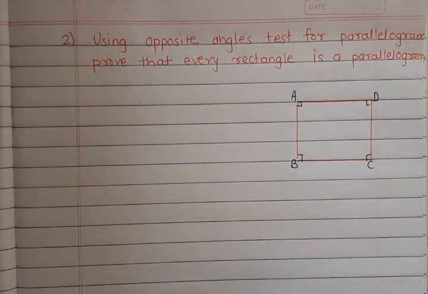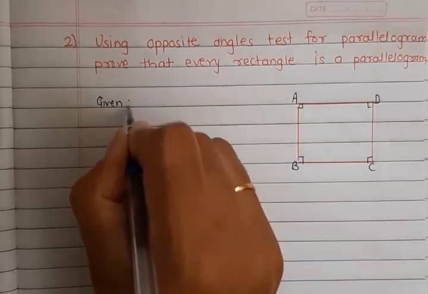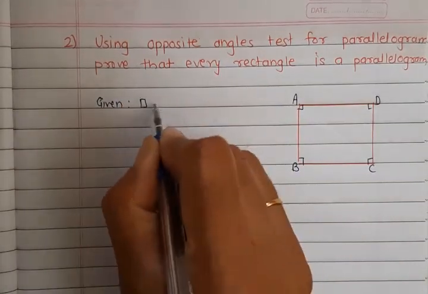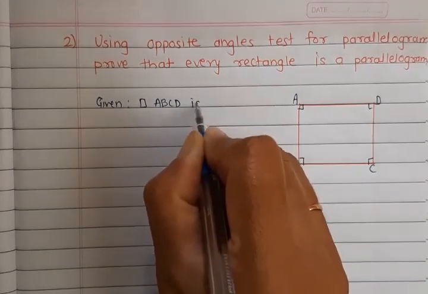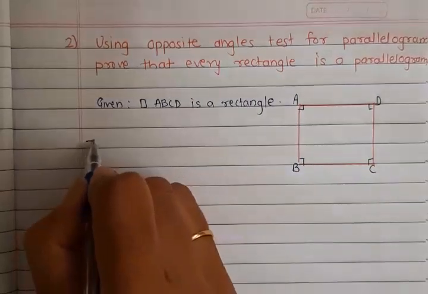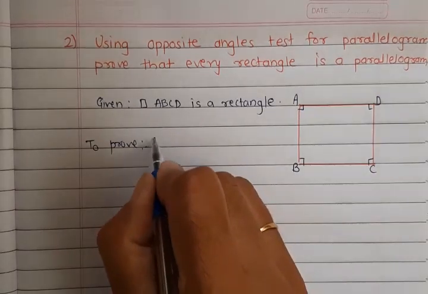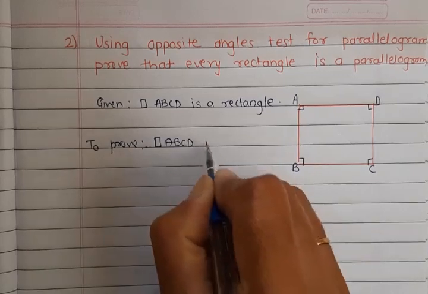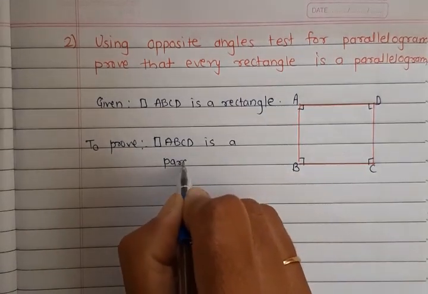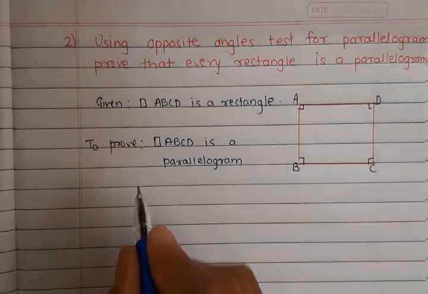Using the opposite angle test for parallelogram, prove that every rectangle is a parallelogram. Now here ABCD is a rectangle, given. Quadrilateral ABCD is a rectangle. To prove, what we have to prove here? Quadrilateral ABCD is a parallelogram. See the proof.